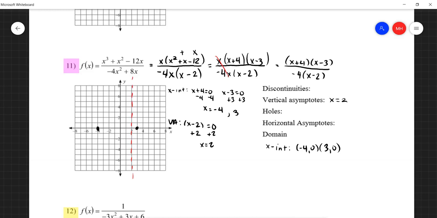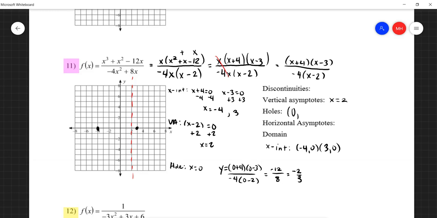Next, are there any holes? Well, we crossed out an x, so we're going to set x equal to 0. There is our x value. And then we have to take it and plug it in. 0 plus 4 times 0 minus 3 over negative 4 times 0 minus 2. Zeros don't change much, so on the top I just really have 4 times negative 3, which is negative 12, over negative 4 times negative 2, which is 8. And this is going to get us negative 2/3.